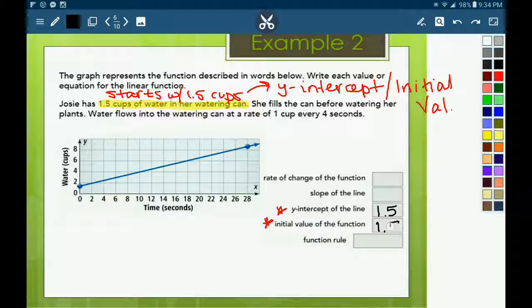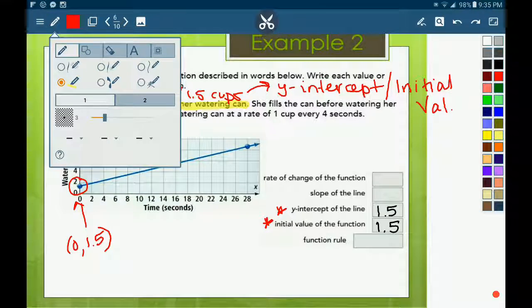1.5 and our initial value, which makes sense because when we look at the graph, this point right here doesn't look like it's made it quite to 2. So it would be a good guess to say that that's (0, 1.5), because the y-intercept is where it hits the y-axis. Now, I really can't read what this point is. It's got to be 28 something. I'm not sure if that's 28.9 or 28.10, but we should be able to figure out what our slope or our rate of change is by reading the word problem. It's going to be in there somewhere.